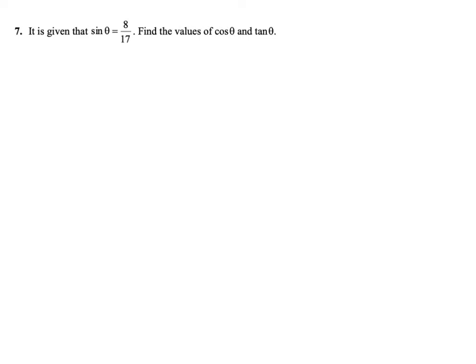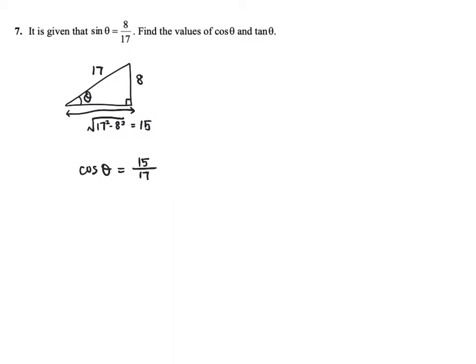For this question, you have two methods. The first one, you draw the right triangle. This is theta, this is the opposite side, and this is the hypotenuse. So at the end, you know that this side equals the square root of 17 squared minus 8 squared, because of the Pythagoras theorem. That is why you can find out this is 15. So you know cosine theta equals 15 over 17. For tangent theta, you will have 8 over 15. This is method 1.